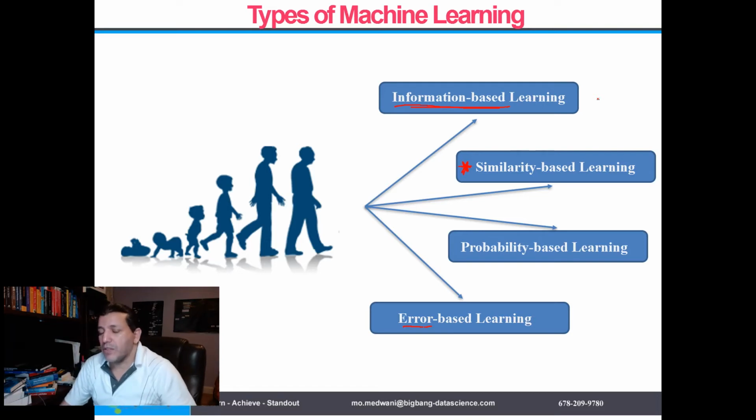Information gain, and we talked about it. Those who are taking my class, we talked about it. Similarity, and this is classification or regression. Similarity based learning is clustering.